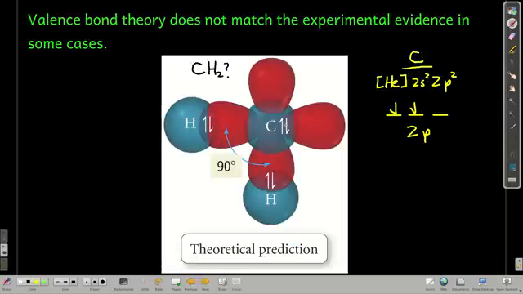But when we get to some other molecules, it doesn't quite work. For example, if we look at carbon, we know that carbon's electron configuration in the ground state is helium 2s2, 2p2. So the 2s subshell is full. The 2p subshell has 2 unpaired electrons in it. And so valence bond theory predicts that carbon would form 2 bonds to hydrogen, just like sulfur did, and those bonds would be 90 degrees to each other, something like this. We do not see this molecule in reality, not for very long anyway. It's pretty unstable.